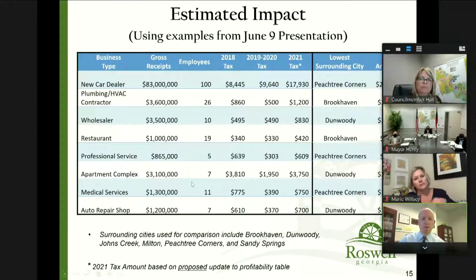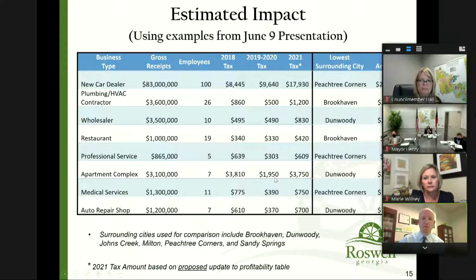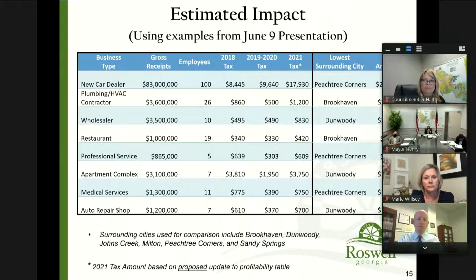One of the other ones, an apartment complex, average gross receipts of $3.1 million. They paid $3,810 in 2018. This was one of the ones that declined quite a bit, dropping to $1,950 in 2019 and 2020. But in 2021, under the new or proposed tax tables, that would go back to $3,750. I just wanted to go over a few of those with you and illustrate what the overall impact would be.